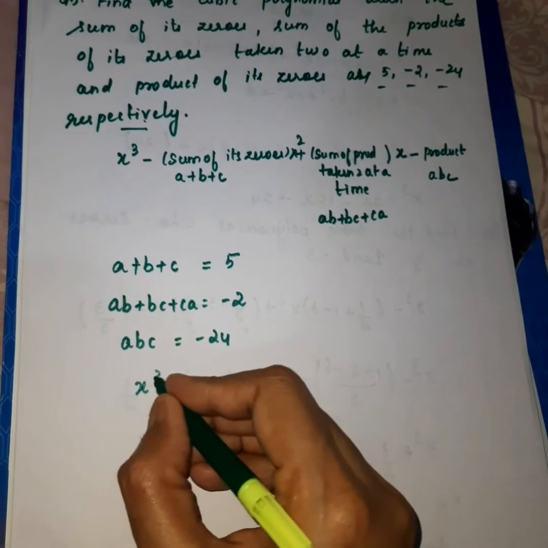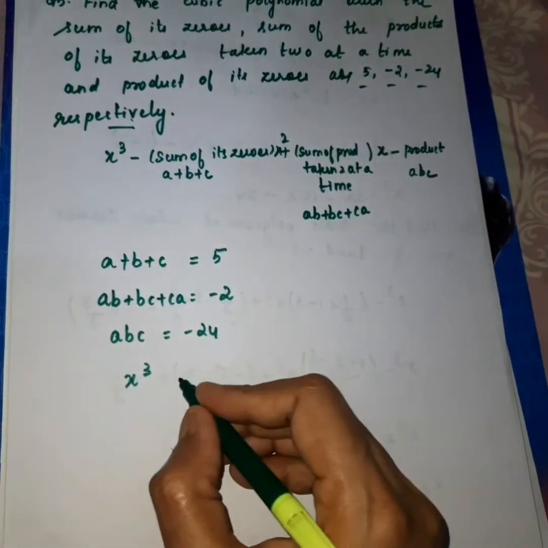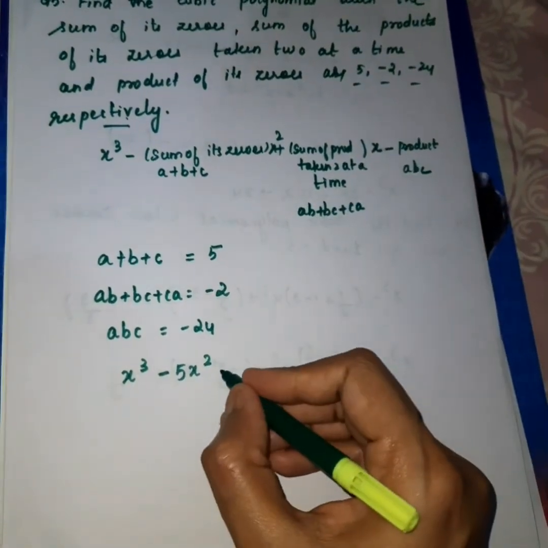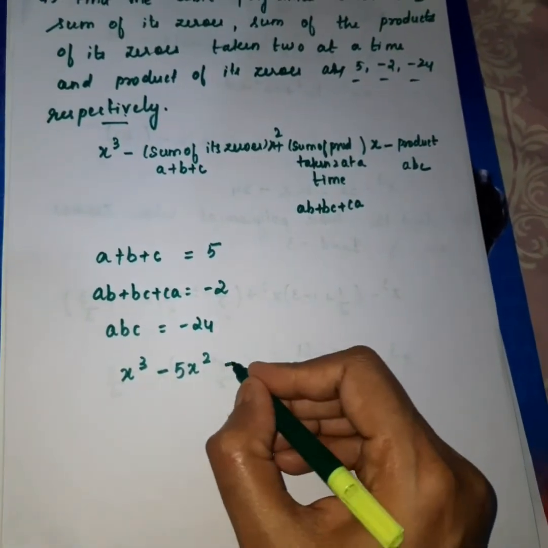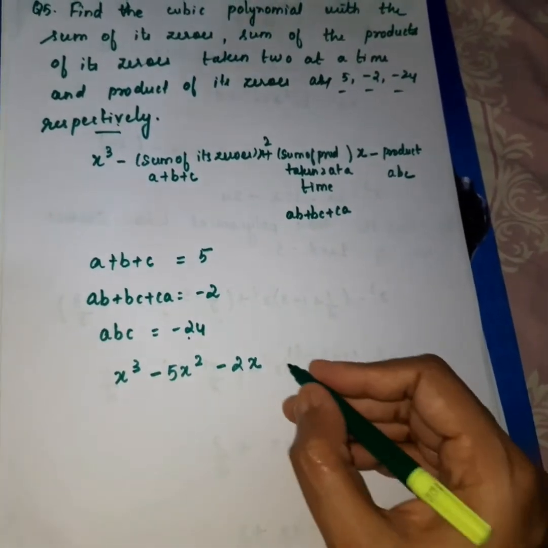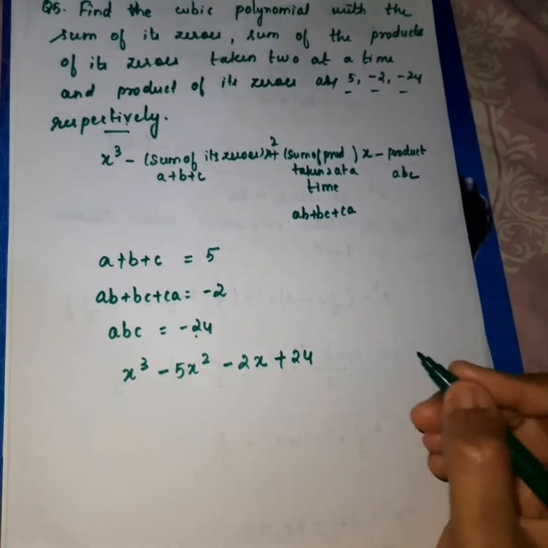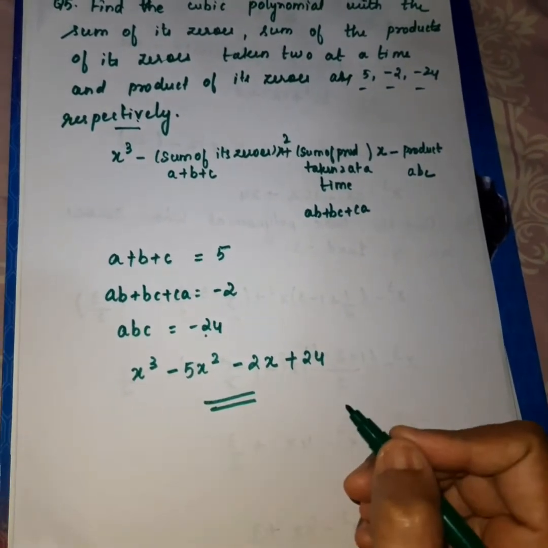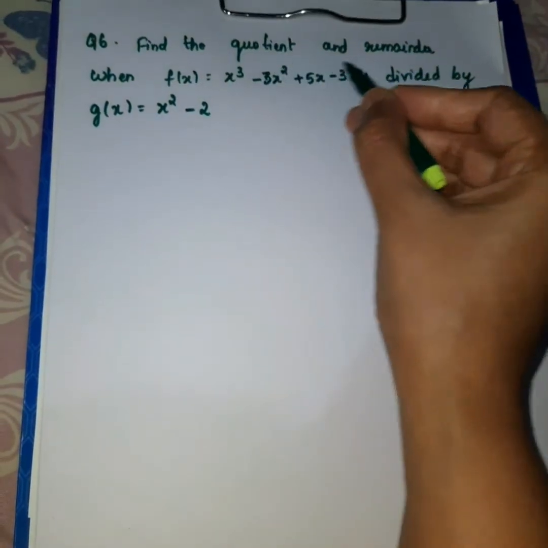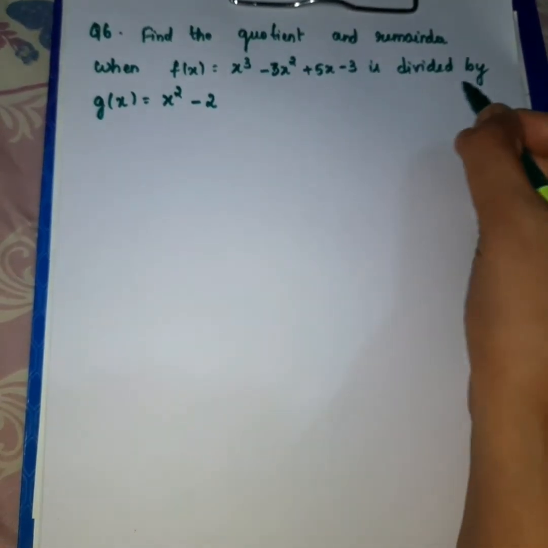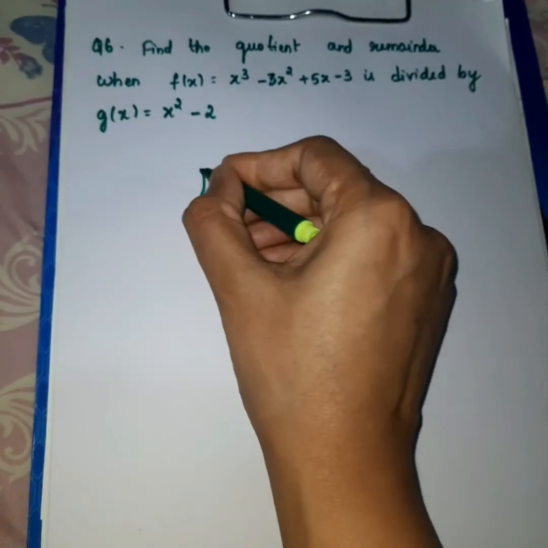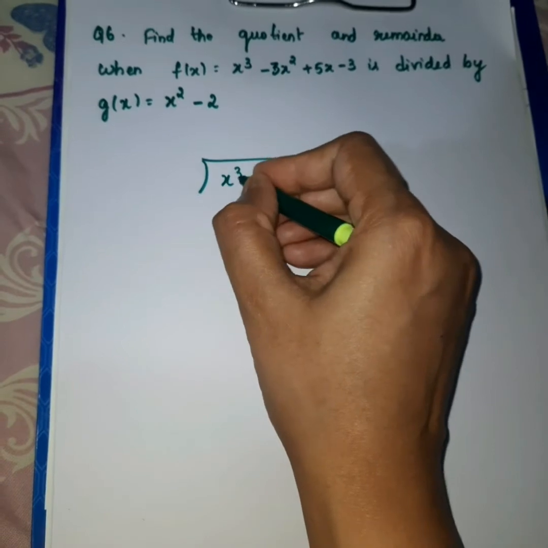So the actual polynomial is x cube minus 5x square minus 2x minus of minus 24. So it's becoming plus 24. That's the constant value. Question 6. Find the quotient and remainder for the given f of x and g of x. So we need to divide it by actual division.